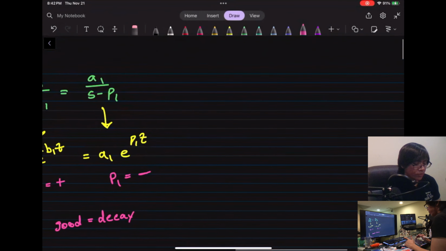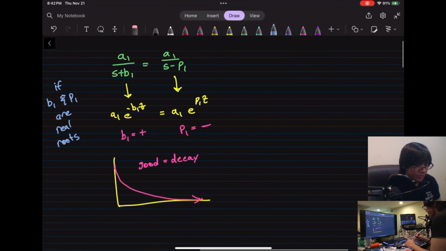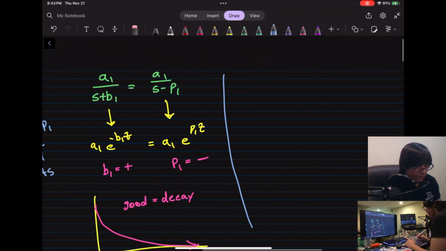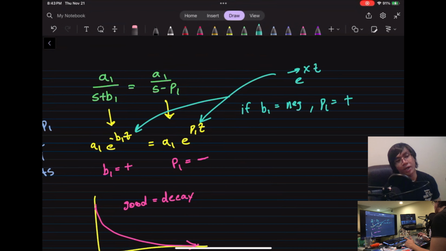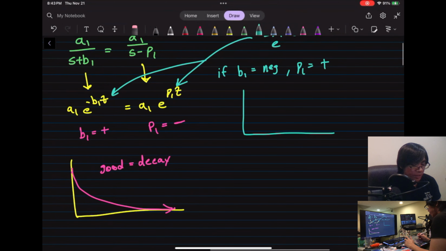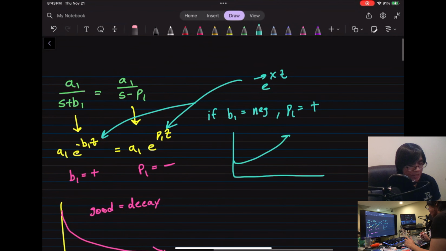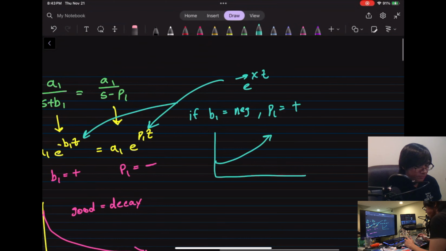And if this wasn't the case, then the other case would be if B1 is negative, then you have growth, and if P1 is positive, you also have exponential growth. So this is what you would get, just plugging it back from our two inverse Laplace transforms. And obviously the growth is not good since that makes our function go crazy.